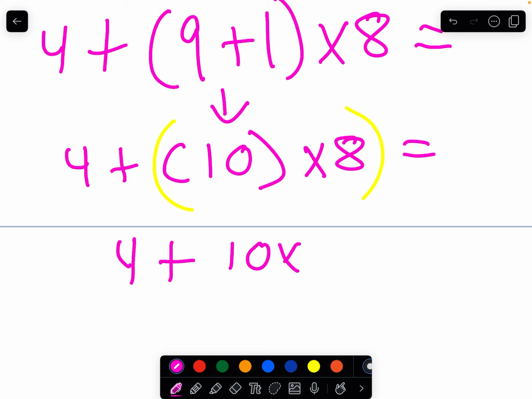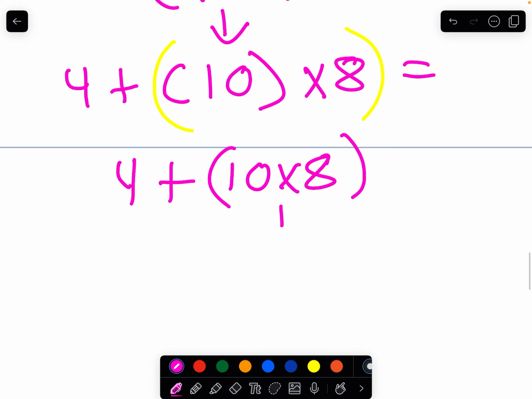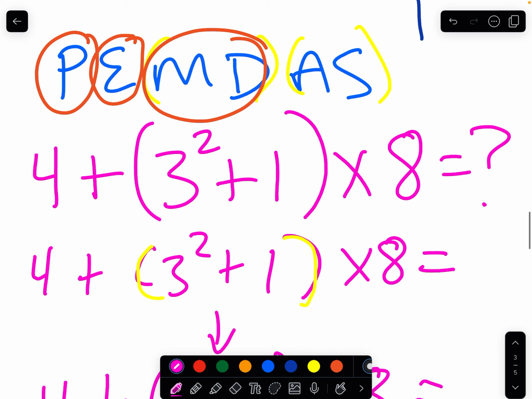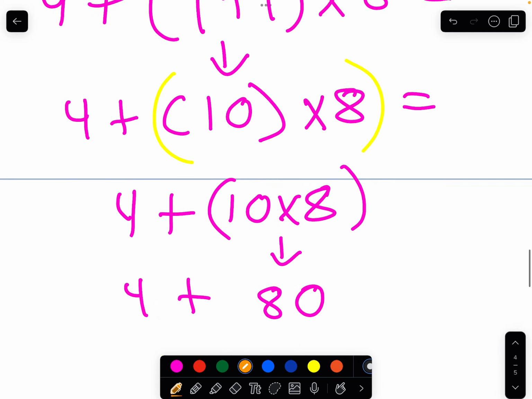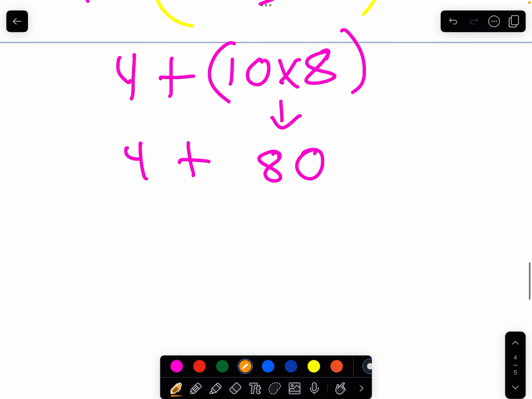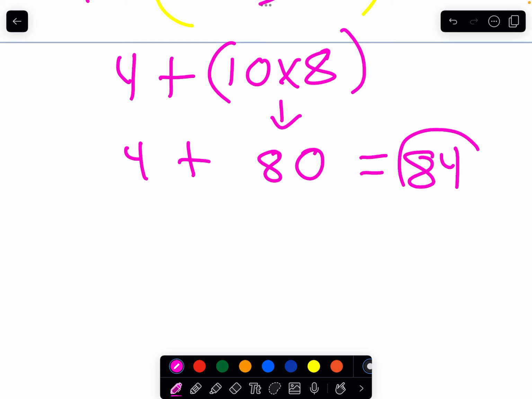4 plus 10 times 8. I'll just rewrite it so that it's clearer. 10 times 8, that's 80. Now I'll write the rest of the equation. And I know we do addition and subtraction last. And that's all there's left anyway. 4 plus 80, that's 84. There is my answer.